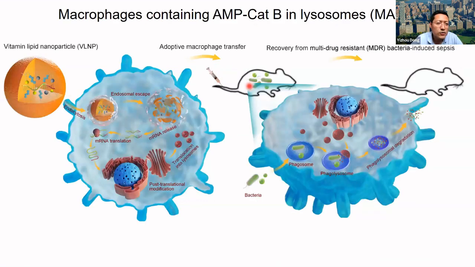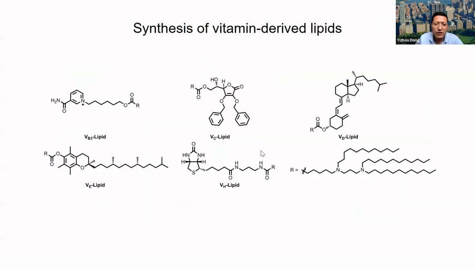Here's our overall strategy. We can design vitamin-derived lipid nanoparticles and deliver antimicrobial components into macrophages. And then we transfer these macrophages to septic mice shown here. And then these engineered macrophages can help eliminate drug-resistant bacteria and eventually recover the body conditions for these diseased mice. To test our concept, we first need to design the vitamin-derived materials.